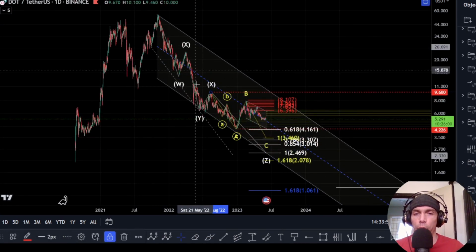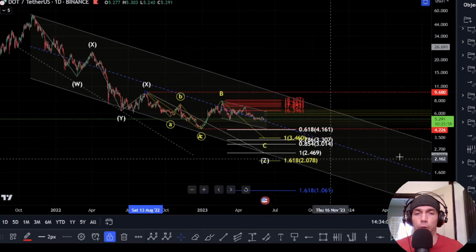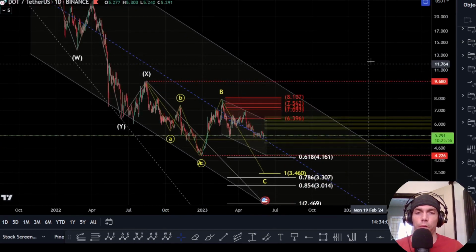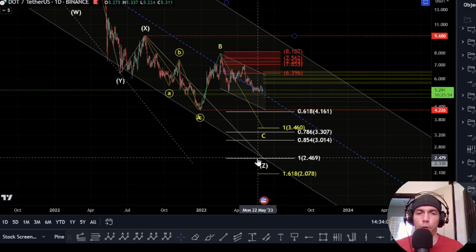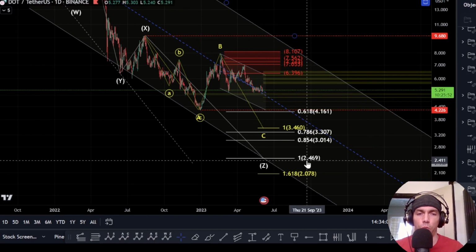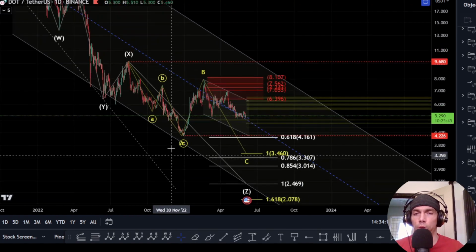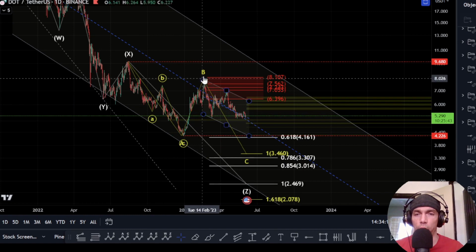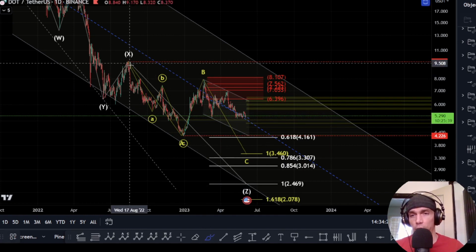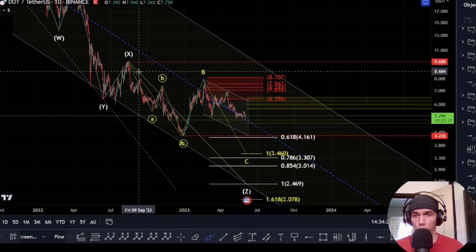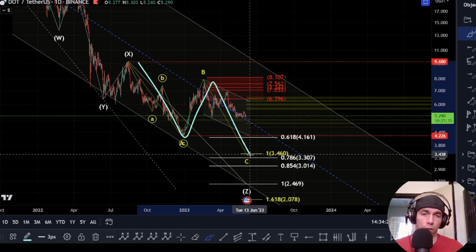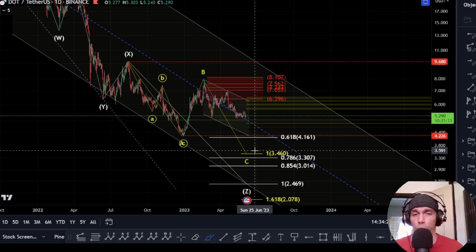Now there is one other way we can look at this move, and that would be treating this as a WXYX, and then we're looking for a Z wave to the downside. The 1-to-1 of the Y wave would indicate a move down towards this $2.46. If we want to treat this as a wave to the downside, a B to the upside, and then the C wave down, we could see this play out where this move here has become A, B, and C, and we look for this $3.46 as a 1-to-1.